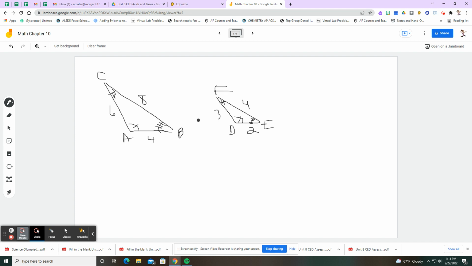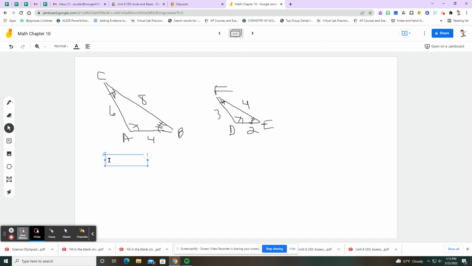The sides opposite a corresponding angle are corresponding sides. Okay? So these are all things you've got to kind of memorize. So corresponding angles are ones where they have the same measure in degrees. Corresponding sides are opposite of those corresponding angles. Okay? In a similar triangle, corresponding angles have the same measure and the ratio of the lengths of their sides are the same.